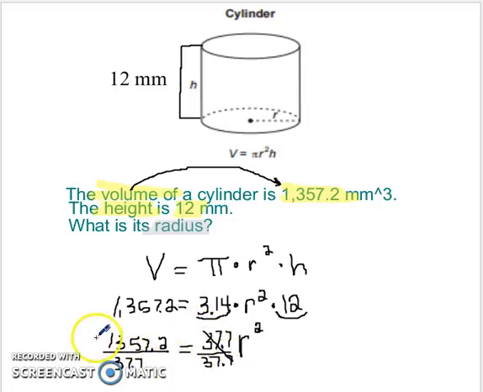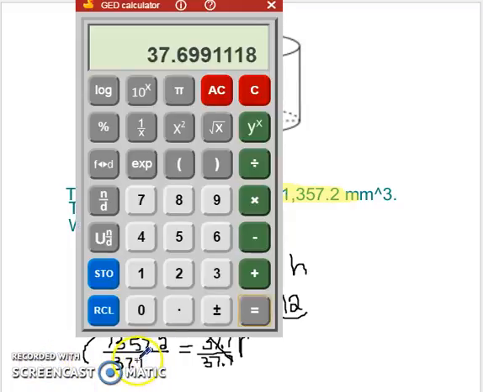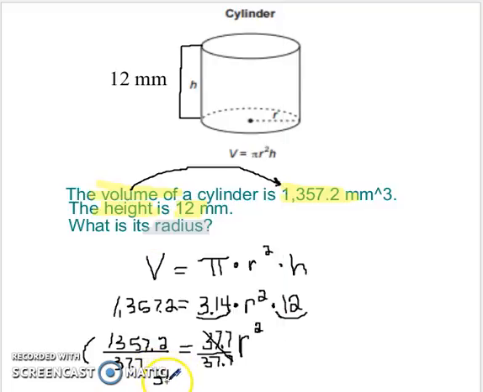Cross out, and now do the math. 1357.2 divided by 37.7. The answer is 36. Careful, we only know what r squared is, right? This is an equal sign. We want to know what r is all by itself. R equals 36? No, r squared equaled 36.